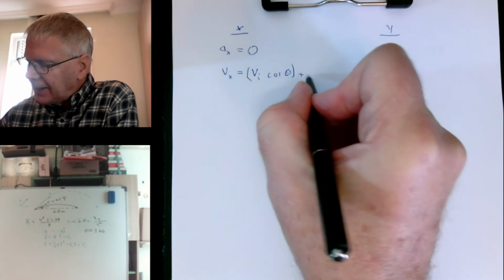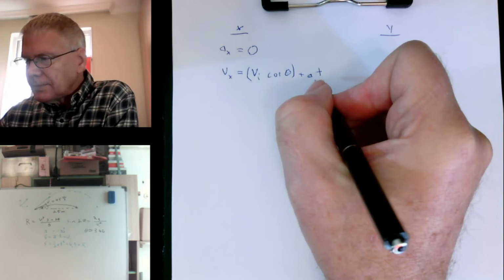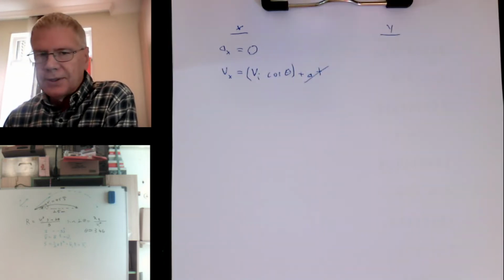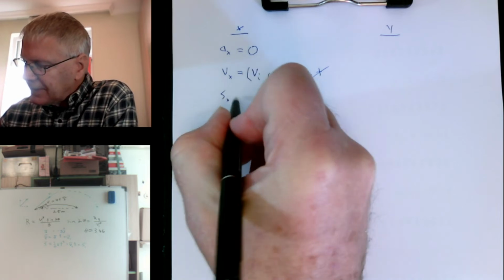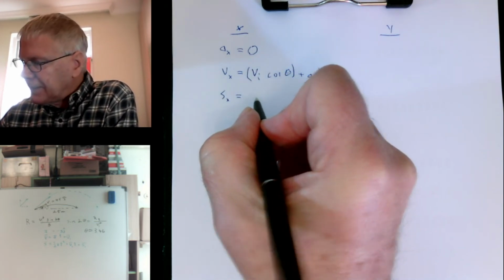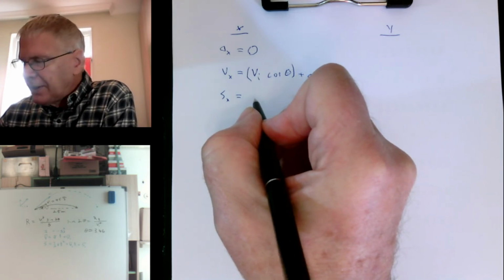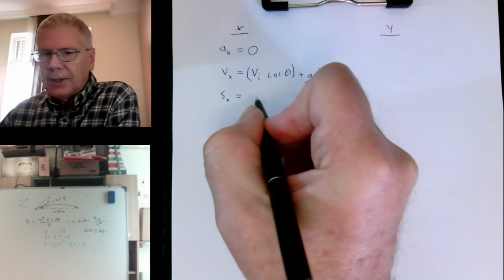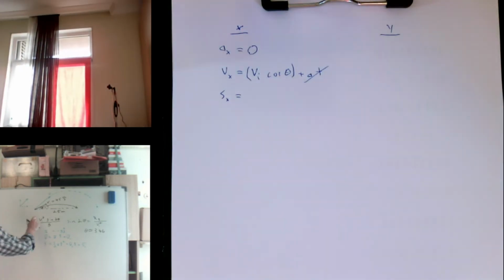And we have to add a t. And there's no acceleration, so we don't need that term. And then we get to the distance traveled in the x direction. Here we're going to assume the initial position, s initial, is 0. So we're going to call the starting point over here, this point, 0, 0: 0 x and 0 y.